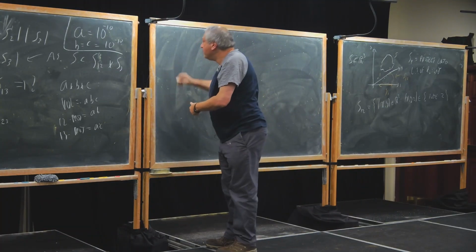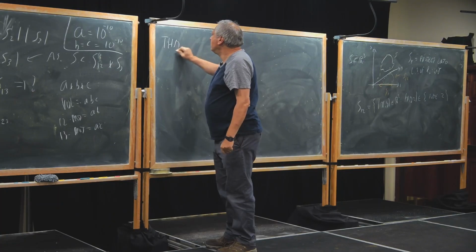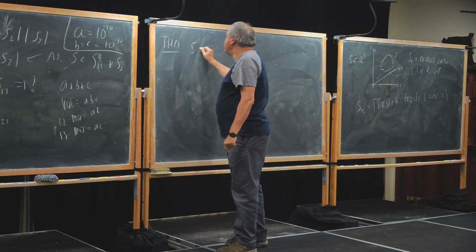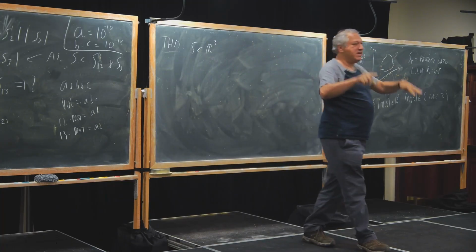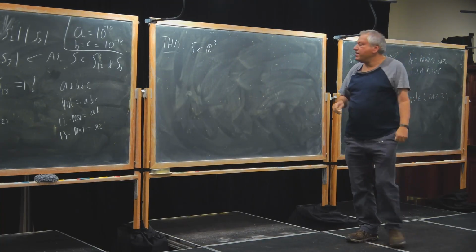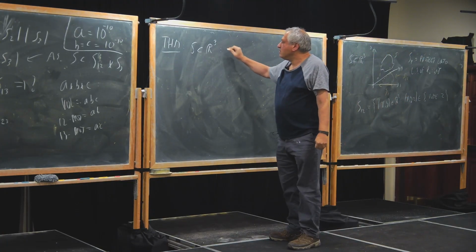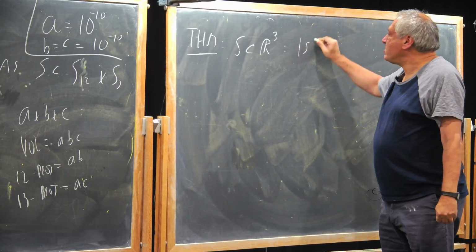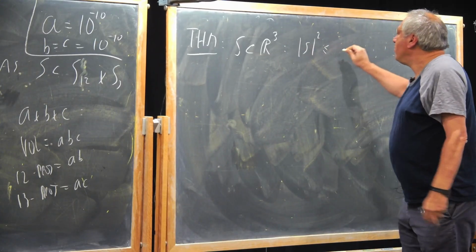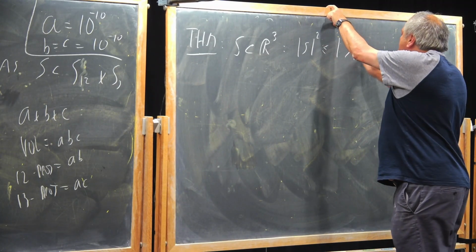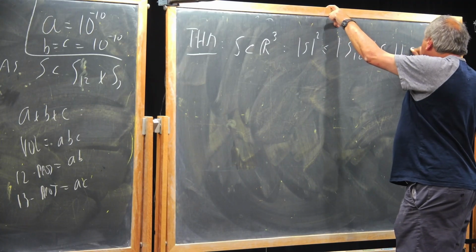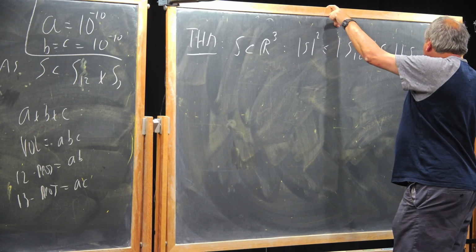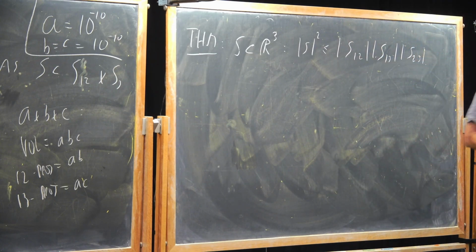So the theorem is, if you have S in R cubed, I always mean it's a body, so I'm not going to ever say that again. Mod S squared is at most S12, S13, S23. So it's a very nice, attractive statement.